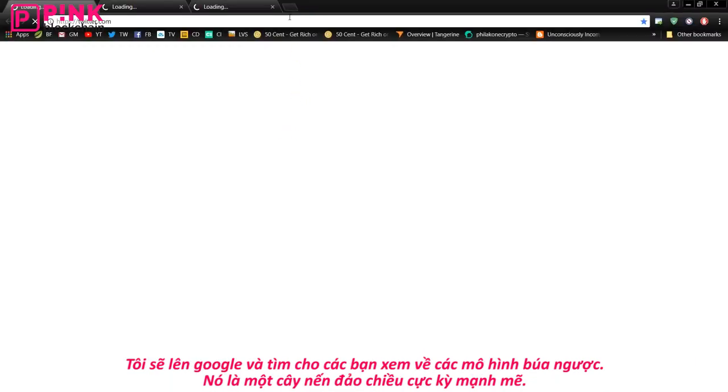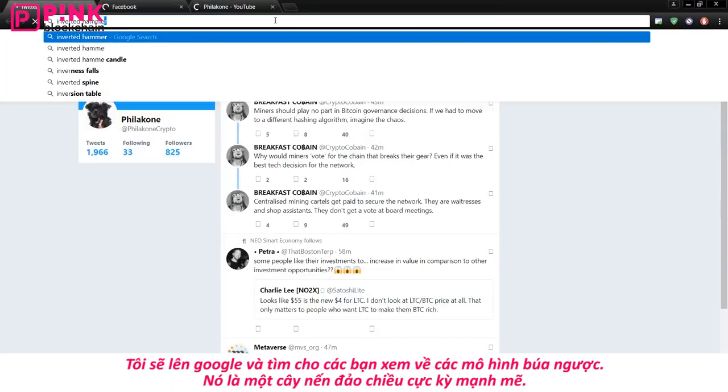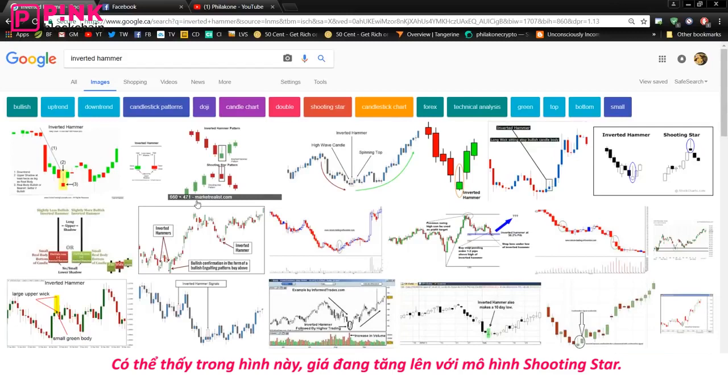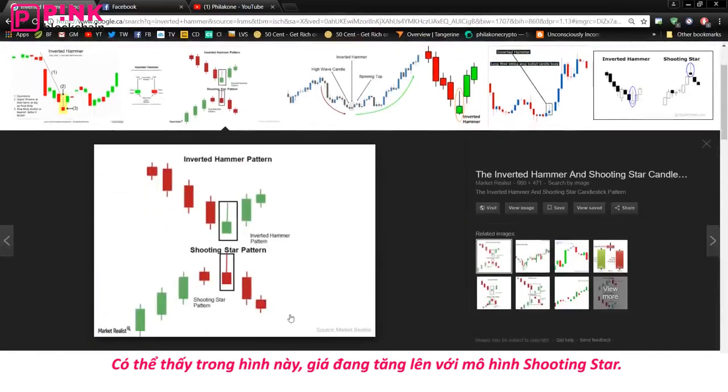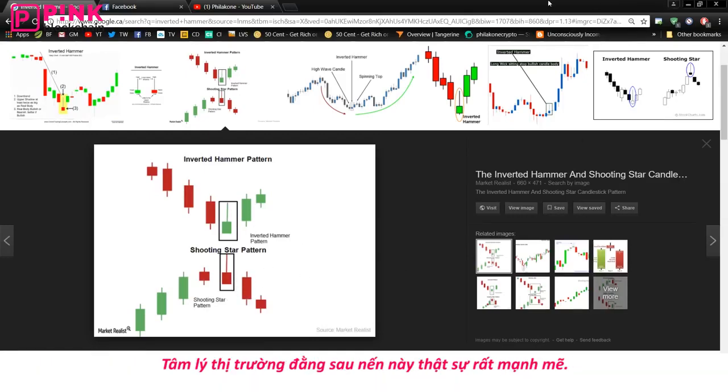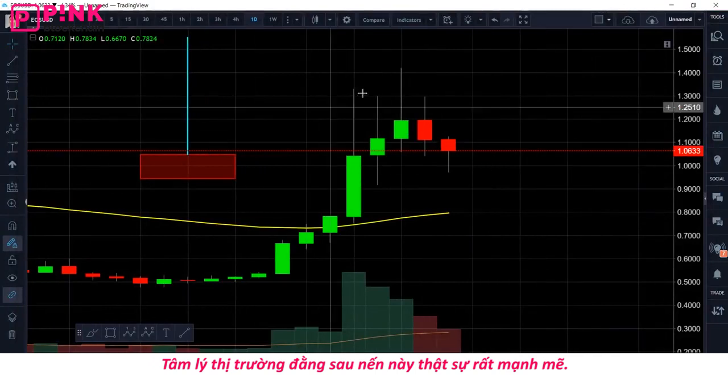And I'm just going to go on Google to show you it. Inverted hammer is a really powerful reversal candle, okay? For example, in an uptrend, right here, let's say we keep going up. This is not a shooting star. That's wrong. We'll get into shooting stars, okay? This is a hammer that goes all the way up, right? But the bulls were rejected and the bears pushed it back down, okay? So this is called an inverted hammer, basically. So the market psychology behind that is really powerful.